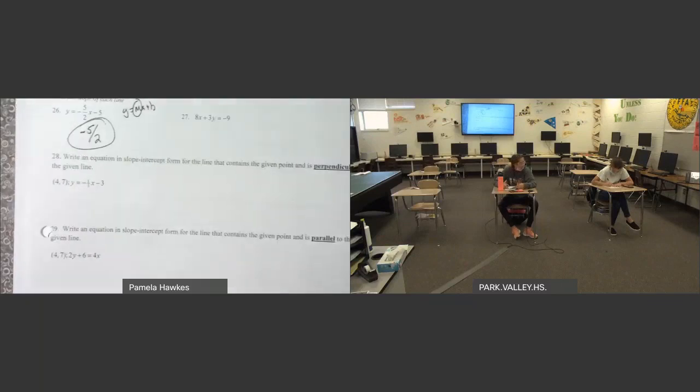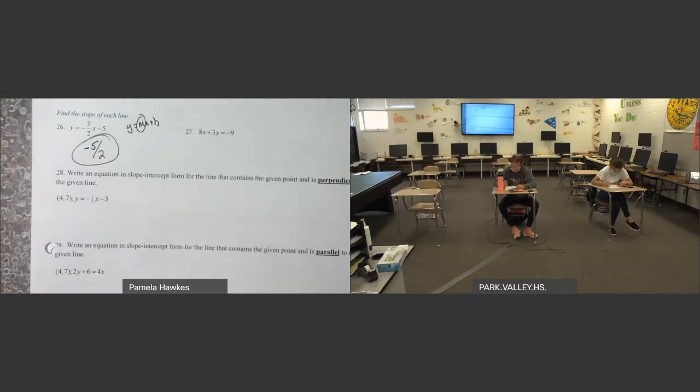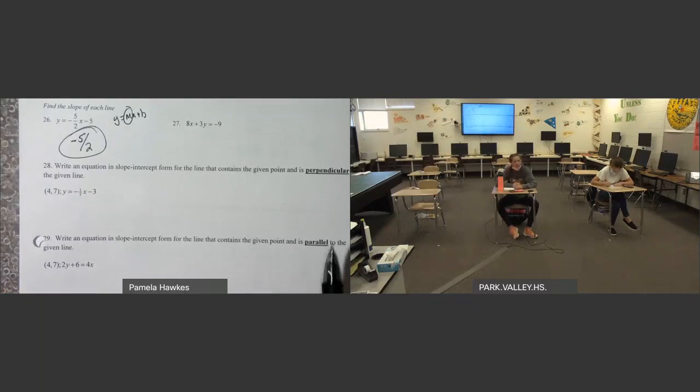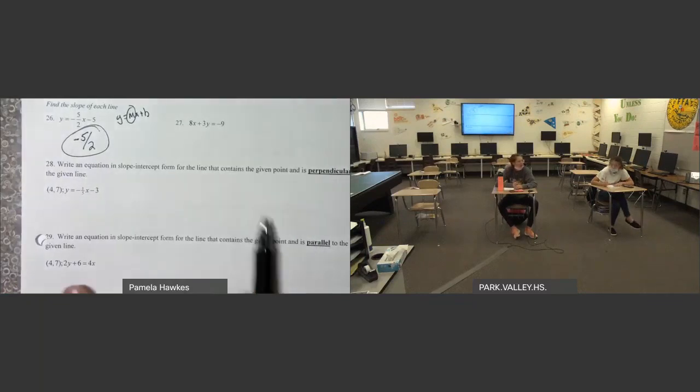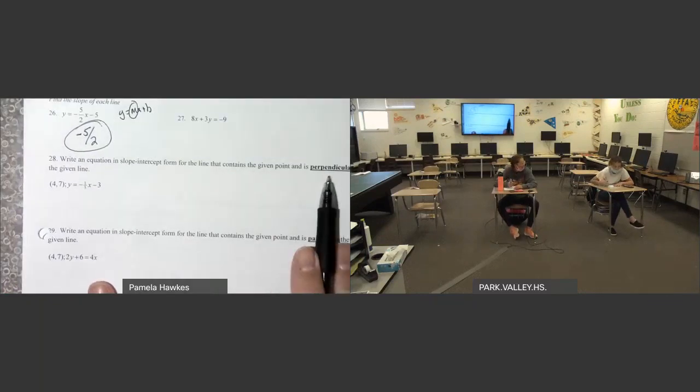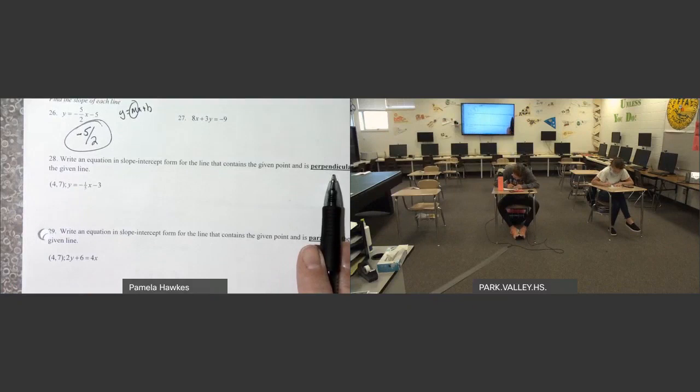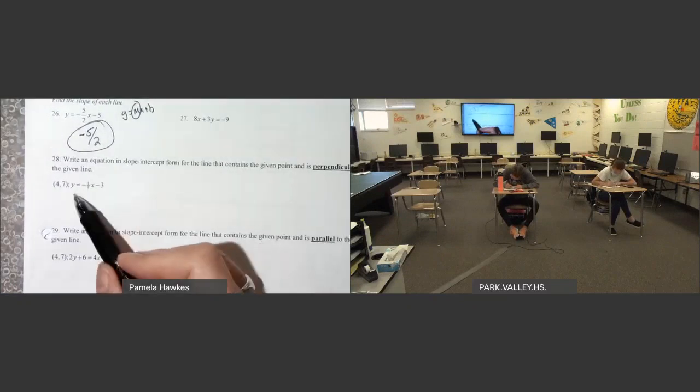The perpendicular one? Let's do it. Okay. So perpendicular versus parallel. So we're going to start with the perpendicular one. Perpendicular, what do you guys tell her what you learned about the slopes of perpendicular lines? Flip it and change the sign. So I got to find the slope of this line. What's the slope of this line?